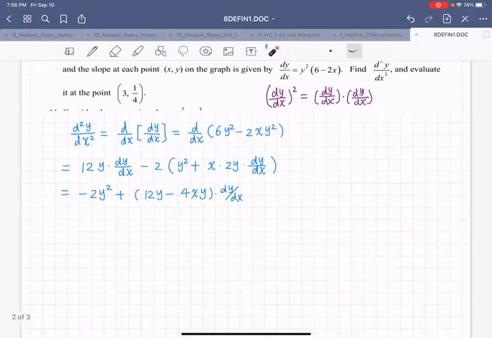Now let's continue. So it's negative 2y squared plus 12y minus 4xy times y squared times x minus 2x.